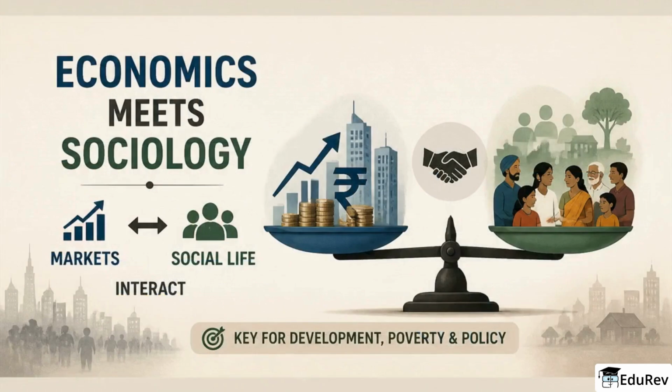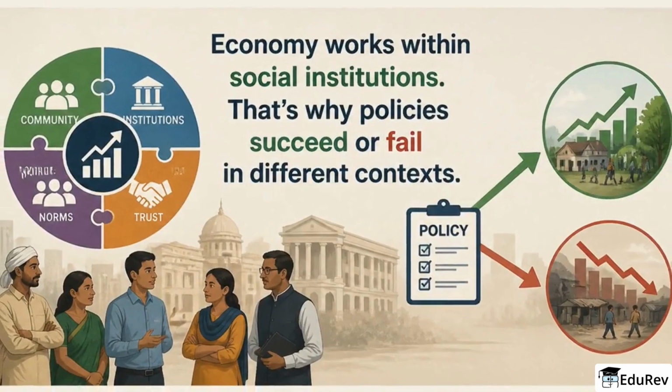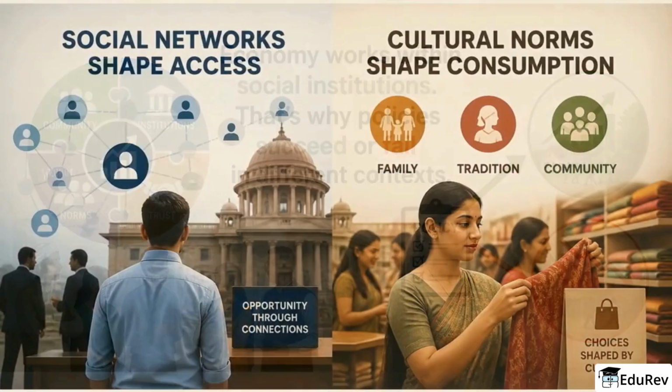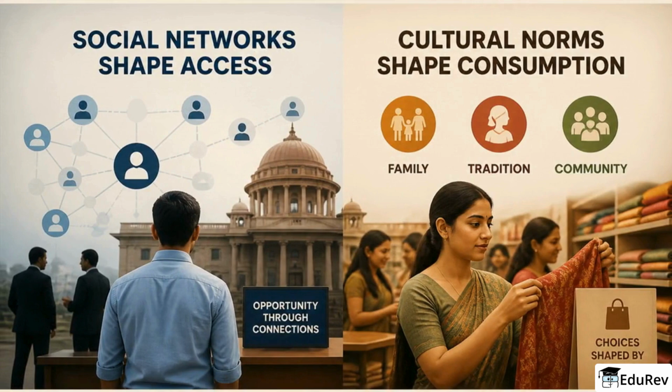Next, economics and sociology meet where markets and social life interact, which is crucial for questions on development, poverty, and policy. Economic activity happens within social institutions. So, citing economic sociology helps explain why policies succeed or fail in different contexts. Use examples such as networks shaping market access or cultural norms affecting consumption to make your answer more realistic and persuasive.